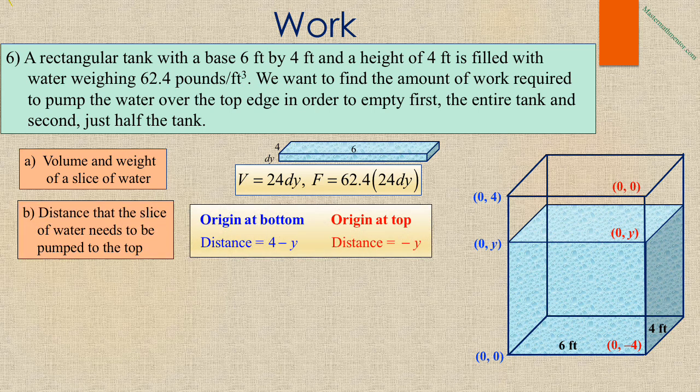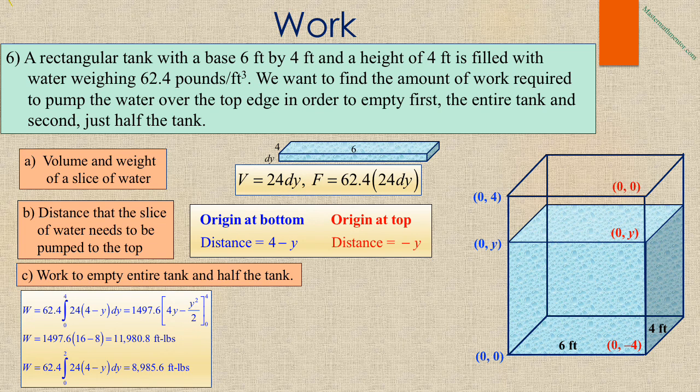We next need to find the distance that the slice of water needs to be pumped to the top. This is easy. We use the coordinate at the top of the tank minus the position of the water. So if the origin is at the bottom, our distance is 4 minus y. If our origin is at the top, our distance is 0 minus y, which is negative y.